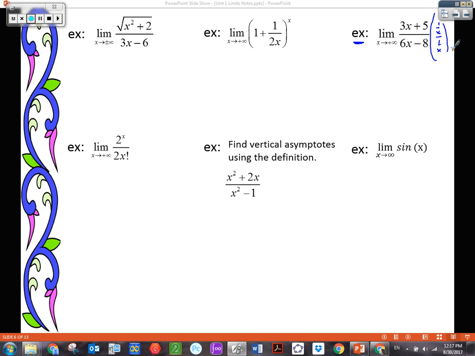Now, eventually, I would like for you to be able to just look at this limit and tell me what the answer is. Maybe some of you can do it right now, which is fine. But I'm going to take you through the algebraic process to prove that it is what we're thinking it is. So I chose the largest power, which happened to be the first. So we take the limit as x goes to infinity. I'm going to multiply, so I have 3x over x plus 5 over x. So I'm distributing that 1 over x to each quantity in the numerator. I do the same to the denominator, so I get 6x over x minus 8 over x.